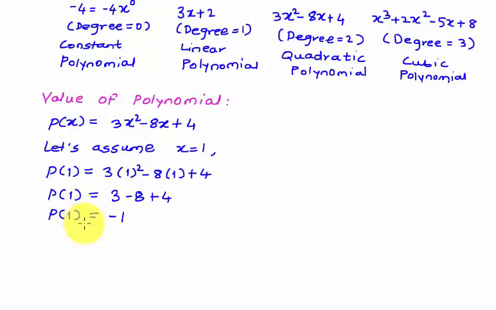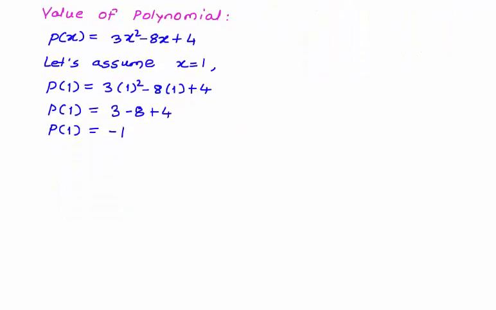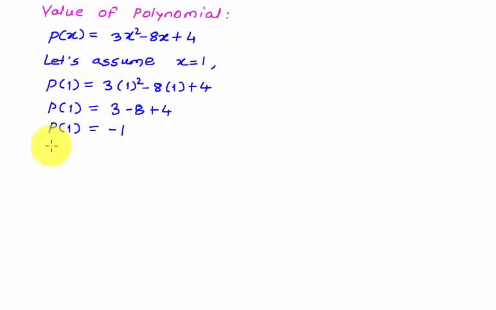Hence if it is asked to calculate the value of the polynomial at 3, that means we have to replace the variable x with 3 and we can calculate the value of the polynomial at 3. Now let's discuss the term zero of a polynomial.